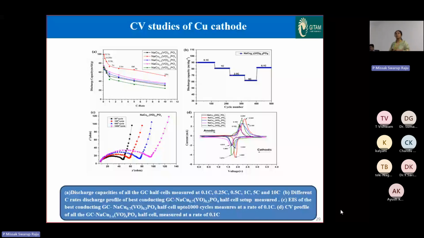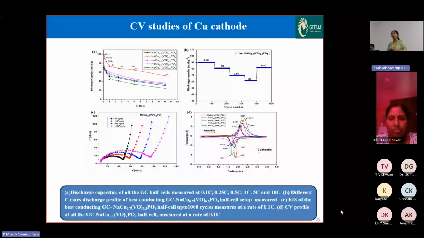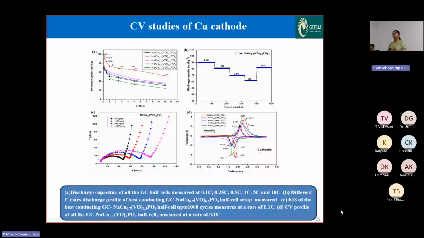Next, the CV studies of the copper cathode. Here there are 4 graphs, one of which is related to the discharge capacity versus C rate. As the C rate increases, the discharge capacity decreases, and it is also plotted against cycle number up to 500 cycles. The cycle number, discharge capacity and C rate are interconnected: as the C rate increases, the discharge capacity decreases. Again, when the C rate returns from 5 C to 0.1 C, the capacity is regained in the cathode.